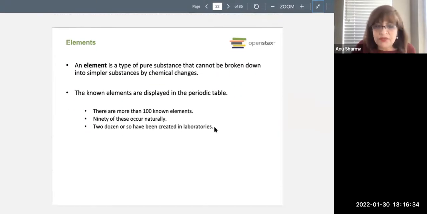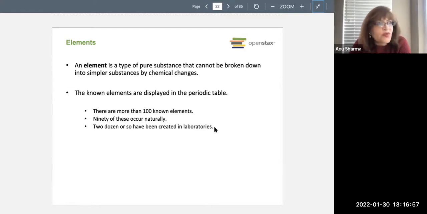Next is the element. What are elements? Elements are the type of pure substances that cannot be broken down into simpler substances by chemical changes. In other words, elements are made up of only one type of particles, and those particles are called atoms, okay? There are 100 types of known elements in the periodic table. The rest of them have been synthesized.